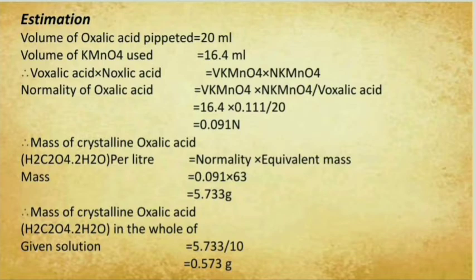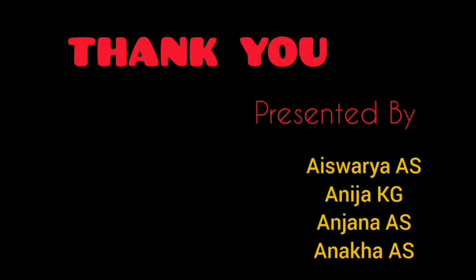normal. Therefore, mass of crystalline oxalic acid per liter is equal to normality × equivalent mass, which is equal to 0.091 × 63 equal to 5.733 gram. At last we get the mass of crystalline oxalic acid in the given solution as 5.733 divided by 10, which is equal to 0.573 gram. And that's all about permanganometry. Thank you.